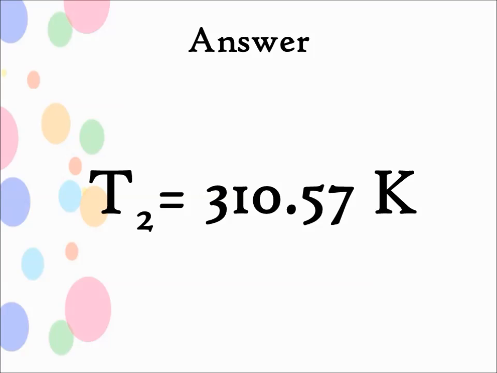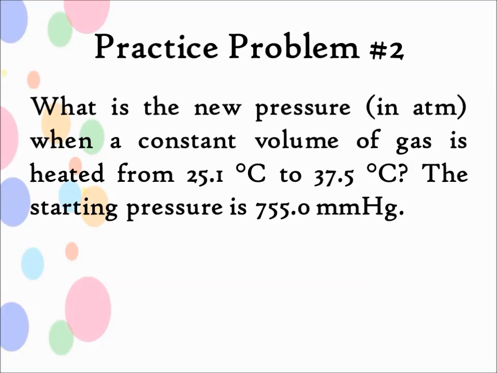I'll give you 5 minutes to answer practice problem number 2. So what is the new pressure in atmospheres when a constant volume of a gas is heated from 25.1 degrees Celsius to 37.5 degrees Celsius? The starting pressure is 755 mmHg, or millimeters of mercury. So take note that you have to convert both of the temperatures into Kelvin and pressure into atmosphere first.